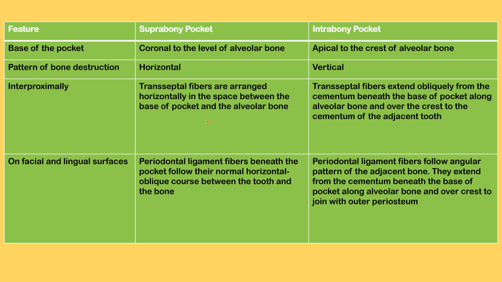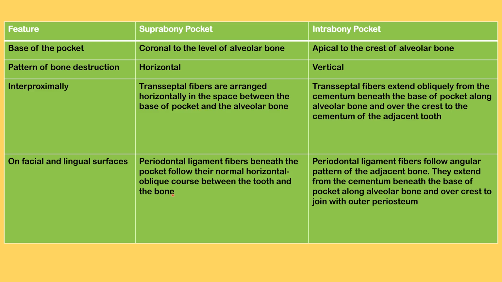In the suprabony pocket, interproximally, we can see that transeptal fibers are arranged horizontally in the space between the base of the pocket and alveolar bone. Whereas interproximally in intrabony pocket, transeptal fibers extend obliquely from cementum beneath the base of the pocket along alveolar bone and over the crest to the cementum of the adjacent tooth.